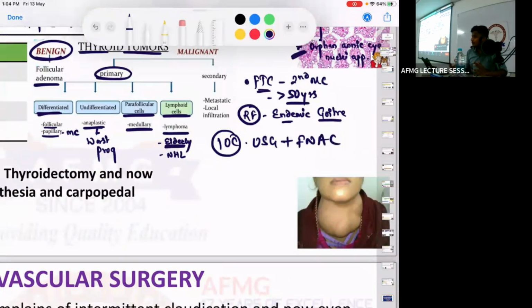FNAC is a form of biopsy only. Fine needle aspiration cytology. Okay? So FNAC is usually not so much helpful in case of follicular thyroid cancer, because it will not tell you whether it is a follicular adenoma or a follicular carcinoma. Okay? No issues with this. Remember. What is the treatment, anybody?